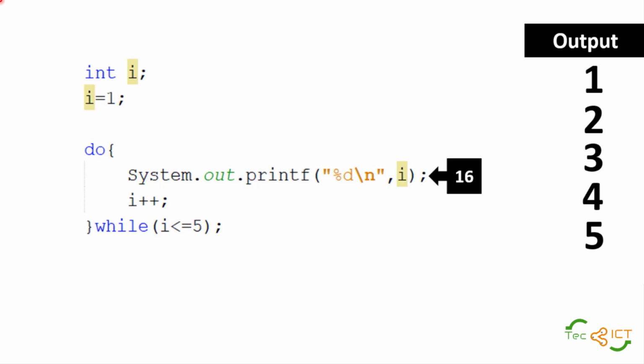Then the print statement is executed again. It prints 5. And the I is increased by 1. Now I is 6. Now, inside the condition, 6 less than or equal 5 is false. It means the loop is terminated.